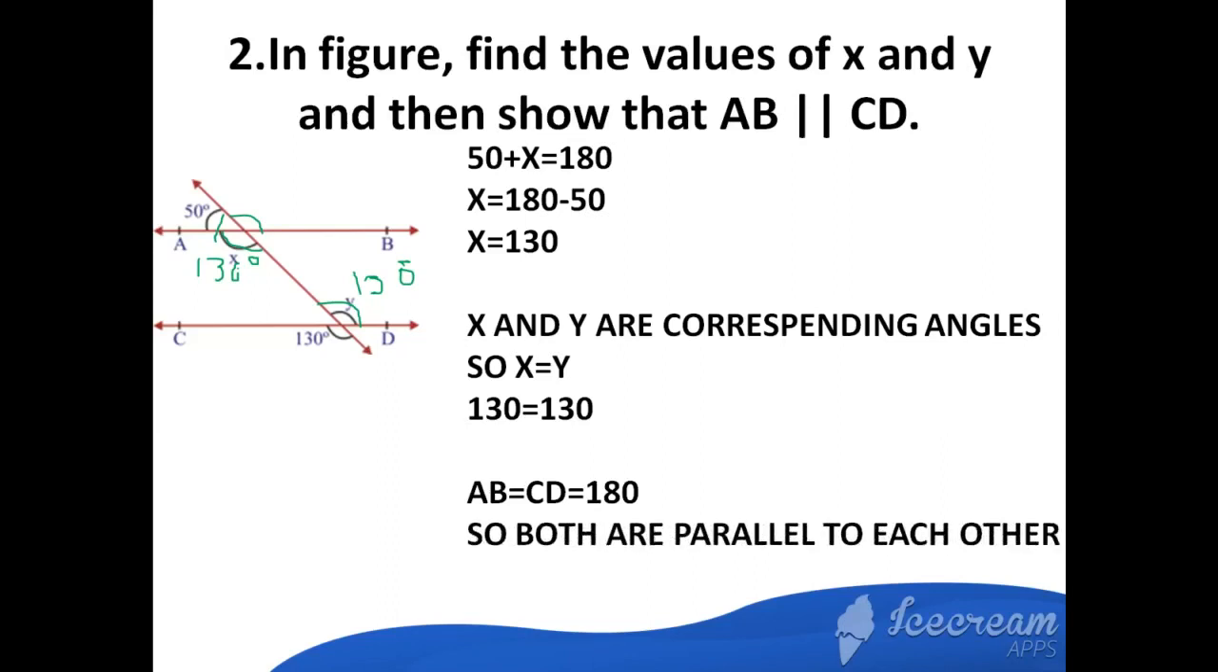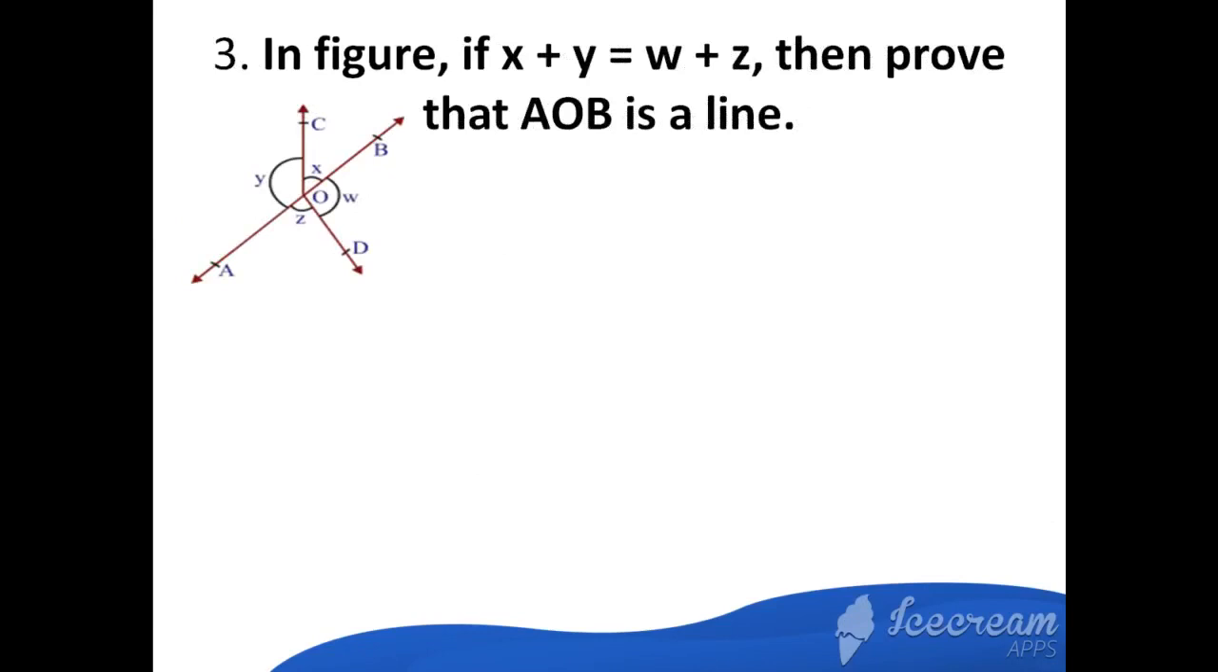Okay, let's go to the third question. This we can find easily. In the figure, if x plus y is equal to w plus z, then prove that AOB is a line. Here x plus y is equal to this, so then prove AOB is a line. They tell us to prove this line, so now let's prove that.